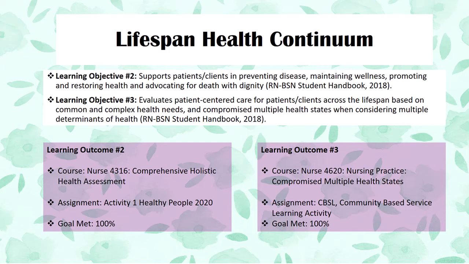Learning outcome number 3, the course was Nursing 4620, Nursing Practice, Compromised Multiple Health States. The assignment was the CBSL Community-Based Service Learning Activity. In 4620, I attended a diabetic support group in Houston and visited with and interviewed a couple of people who were happy to share about their diabetic journey and their future health goals. I felt both of these learning objectives were met at 100%.